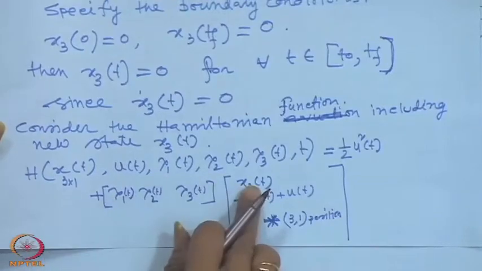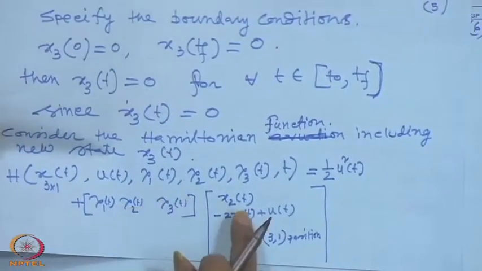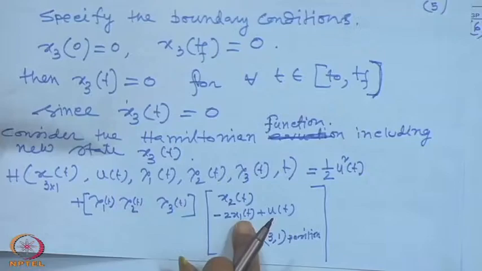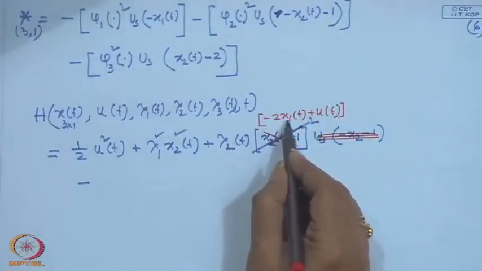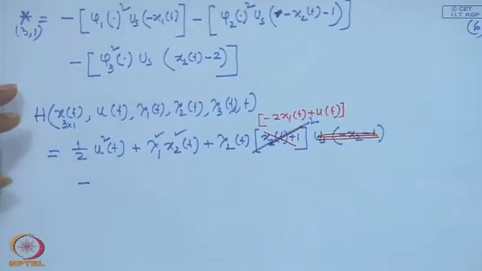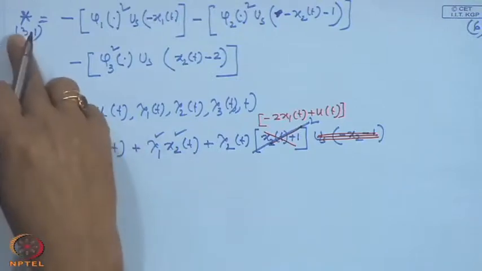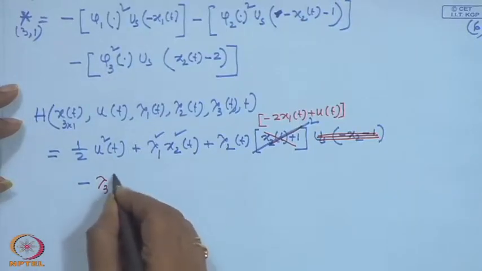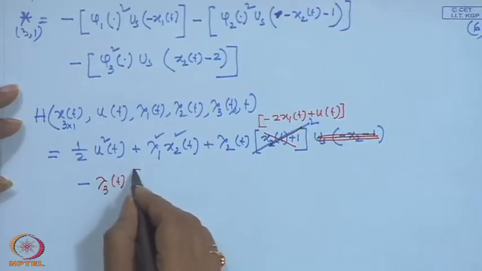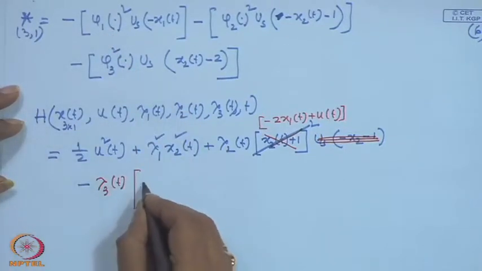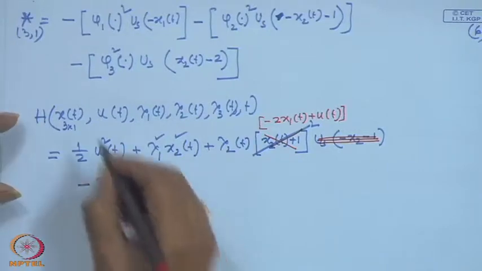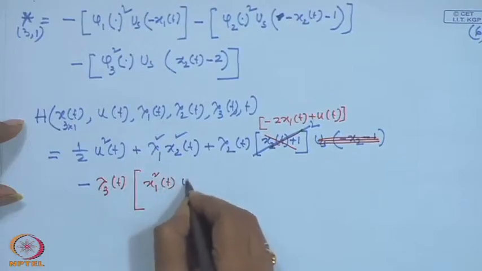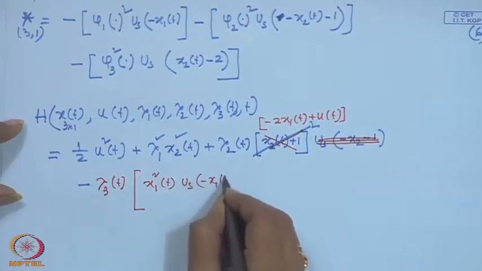So, see this, lambda 1 into x 2, I have written this one. Then lambda 2 into minus 2 x 1 plus u, this. Then next is lambda 3. Lambda 3 into that 3-1 position is that one. So, this is minus lambda 3 of t, and this will be what? Psi 1 square, means x 1 square, psi 1 is minus x 1. So, that square is minus x 1 square u s minus x 1 of t.